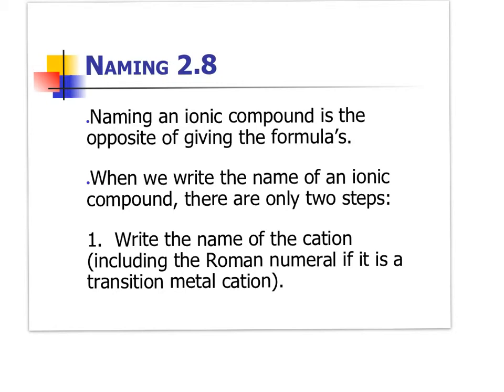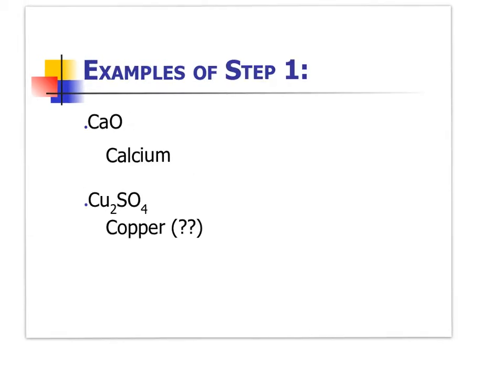Write the name of the cation. Now, if it's a transition metal, you need to include the Roman numerals. It was nice of them to do it for us before. Might as well do it, be nice to the next person on the next time around. So it's important to write those Roman numerals. If we're not sure about whether or not it's a transition metal, best idea, look it up.